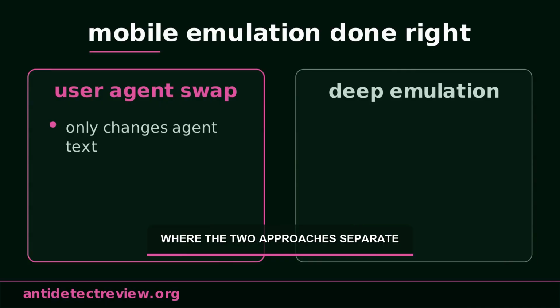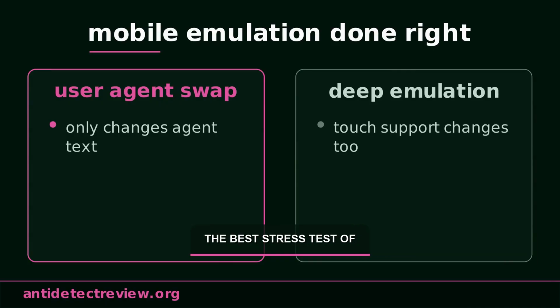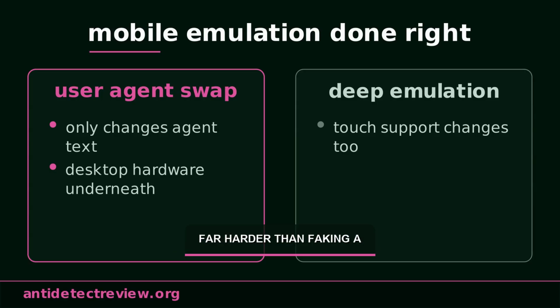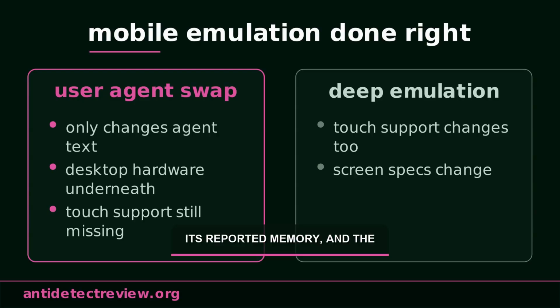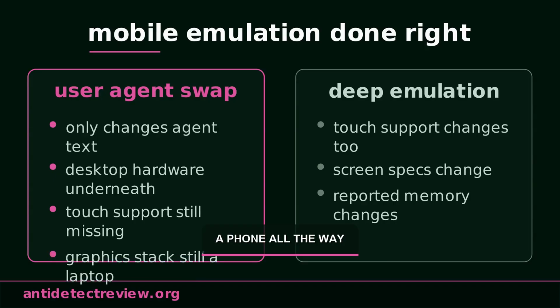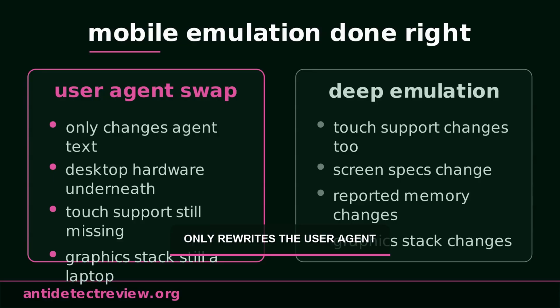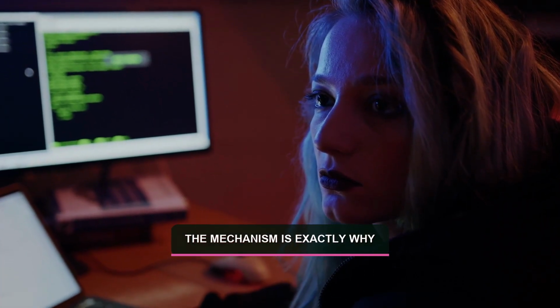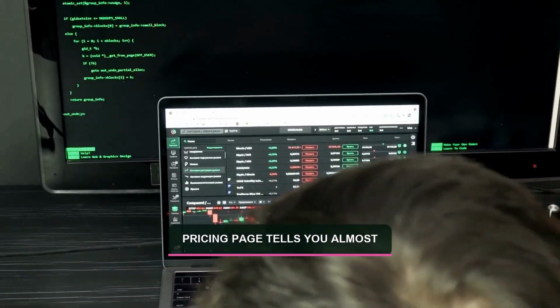Mobile emulation is where the two approaches separate most sharply, so it is the best stress test of how a tool is built. Faking a convincing phone is far harder than faking a desktop, because a real phone differs from a laptop deep below the user agent string in its touch support, its screen characteristics, its reported memory, and the whole graphics stack underneath. A tool doing it properly changes those deep signals inside the engine, so the profile is a phone all the way down. A tool faking it only rewrites the user agent text, which leaves a desktop machine wearing a phone's name tag, while every deeper signal still screams laptop. The mechanism is exactly why a mobile checkbox on a pricing page tells you almost nothing on its own.